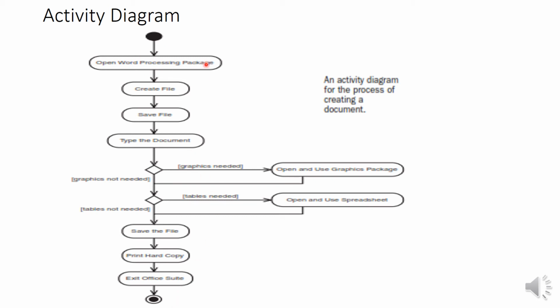So open the word processing package, then create file, then transition to save file, then type document, then a decision. If graphics are needed, it goes to this path. If not, then another decision comes in: whether tables are needed or not needed. If yes, this activity will happen. If not, the file will be saved, printed and the office suite exited. In this way you represent your scenario with the help of an activity diagram.